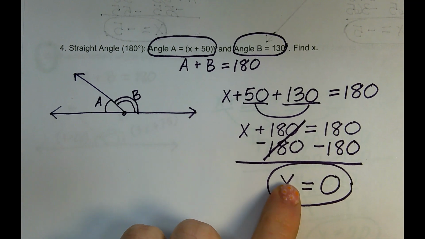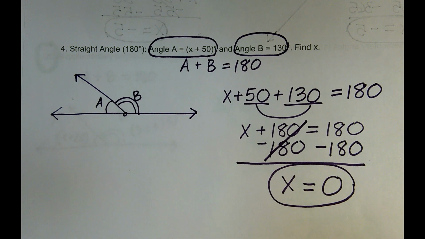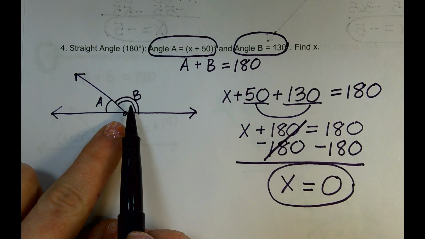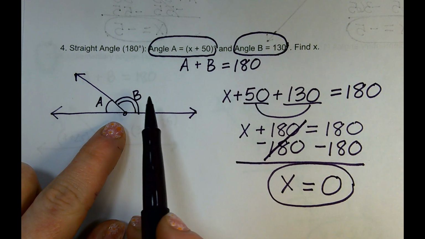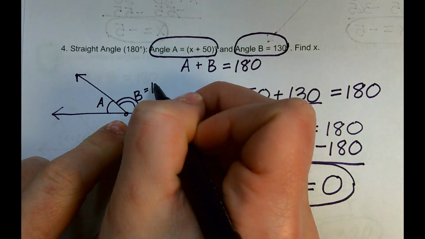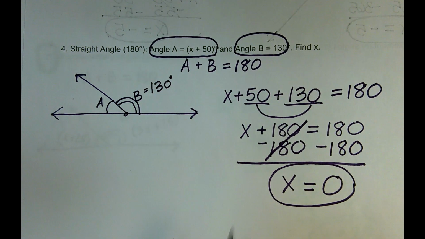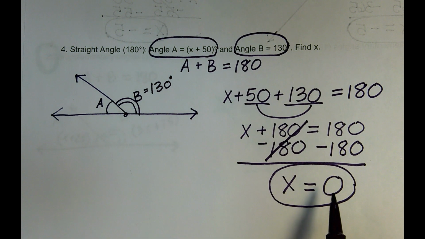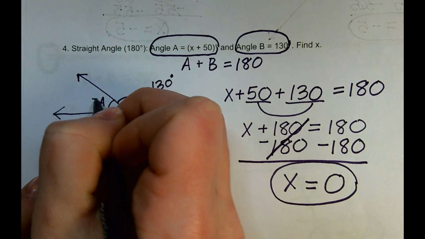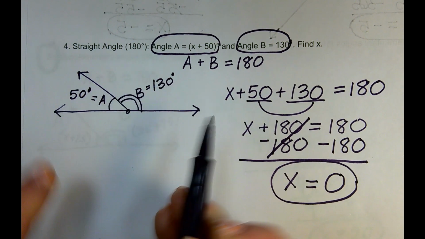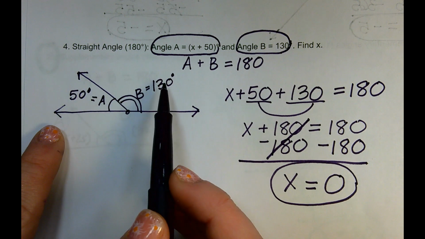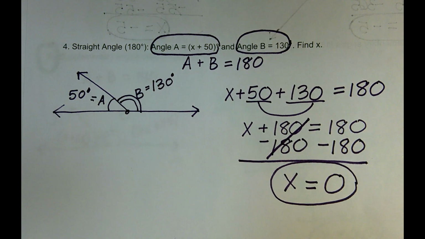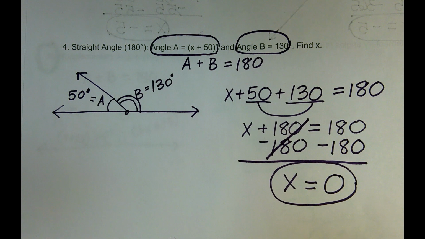And we'll talk about how we can make sure that this is correct, because you might be thinking, how is this our answer? How do we get 0? Well, here's how. Angle B is 130 degrees, right? So let's put that in, 130 degrees for B. Angle A is x plus 50. If x is 0, 0 plus 50 is 50. Now we can see, does this make sense? Does 50 plus 130 give us 180? Yeah, so 0 is right. That's the correct answer.